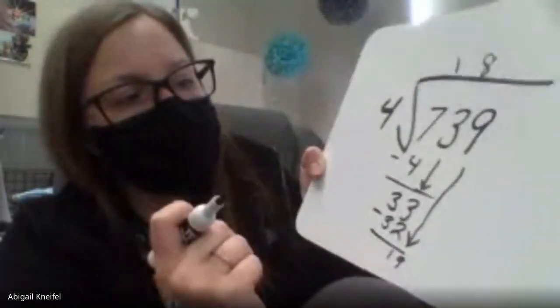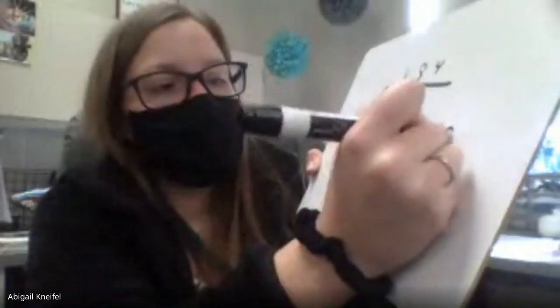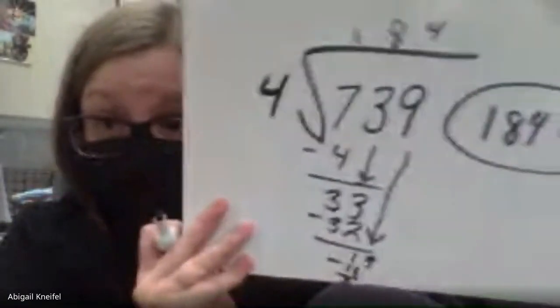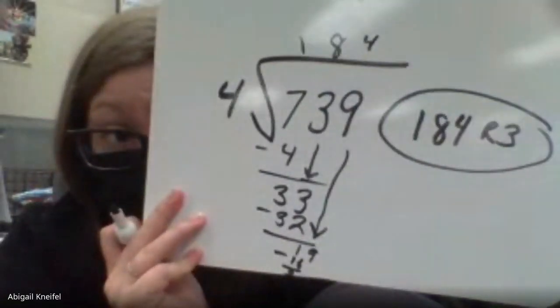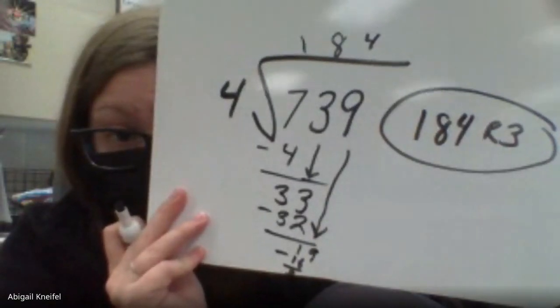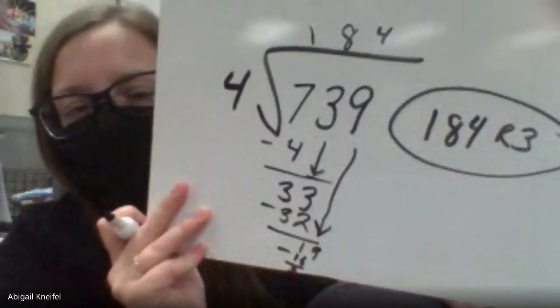5 times? No, it can go in 4 times, which is 16. 19 minus 16 is 3. Your answer is 184, remainder 3. If you're not getting it correct, see where you made your mistake. What? Okay.